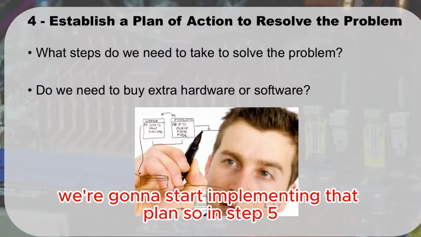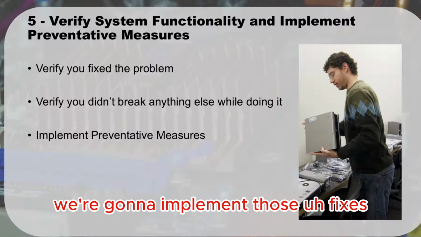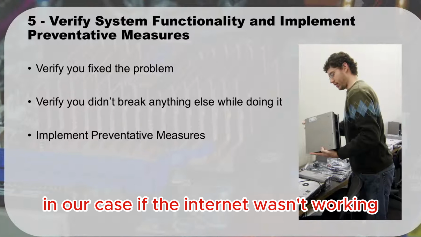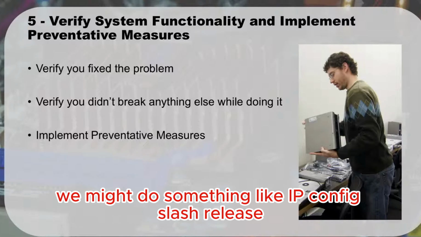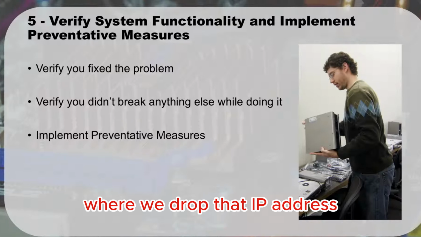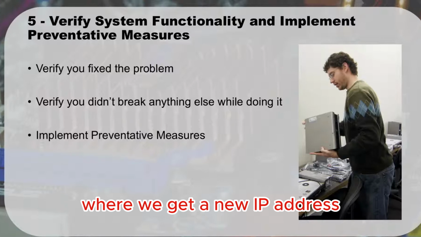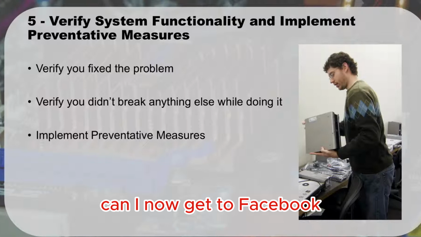that plan. So in step 5, step 4, or 5, we're going to implement those fixes. And then we have to verify that the problem's been fixed. So in our case, if the internet wasn't working, we had an APIPA address. We might do something like ipconfig /release, where we drop that IP address, and then ipconfig /renew, where we get a new IP address. Now we can verify, can I get online? Can I now get to Facebook?